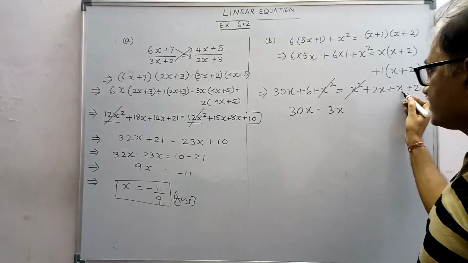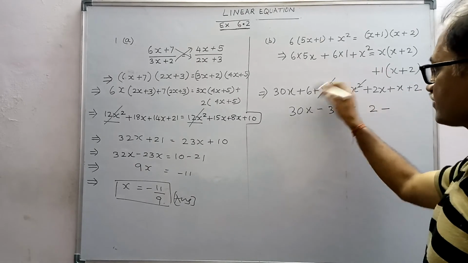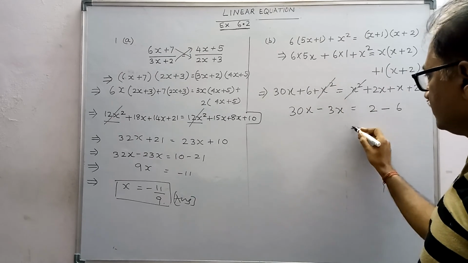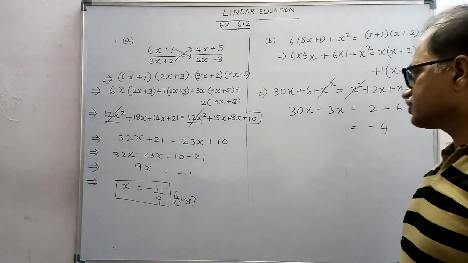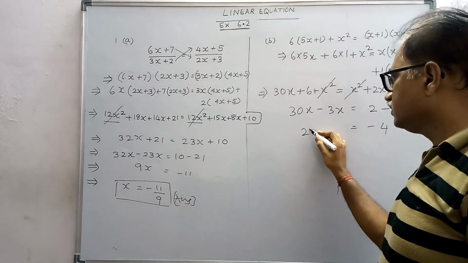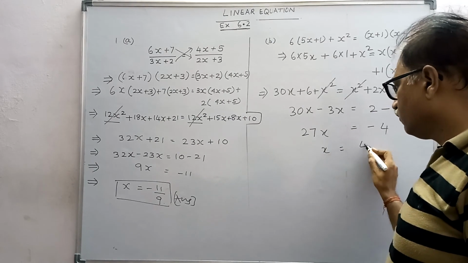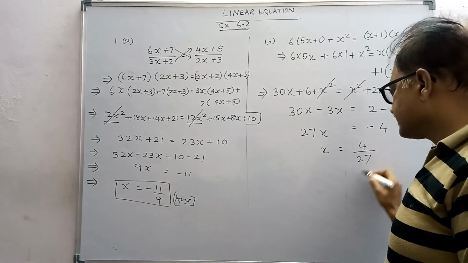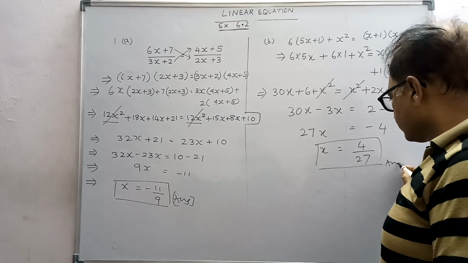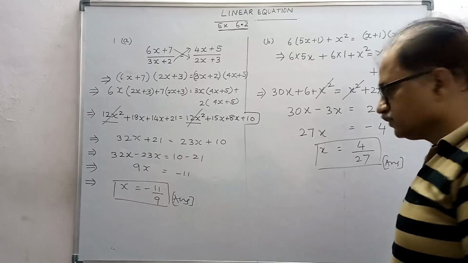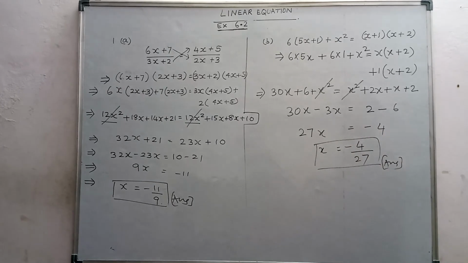2x plus x, 3x transpose that side. 2 left here, this side 6, transpose that side, minus 6. That is going to give you minus 4. And 30 minus 3 is equal to what? 27x. x is equal to 4 upon 27. This is the answer. Negative sign is here. This will be x is equal to minus 4 upon 27.